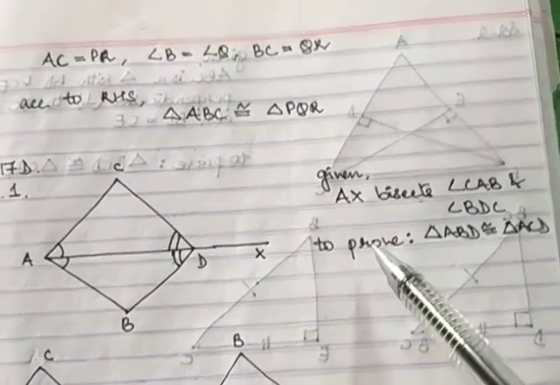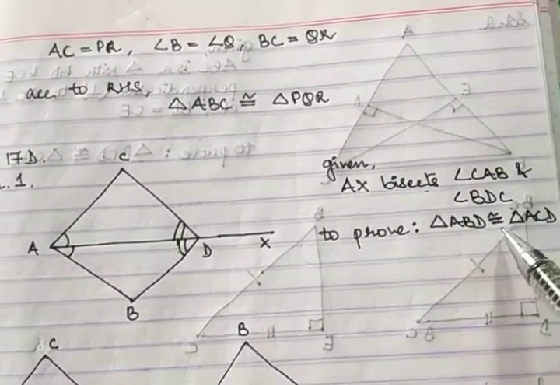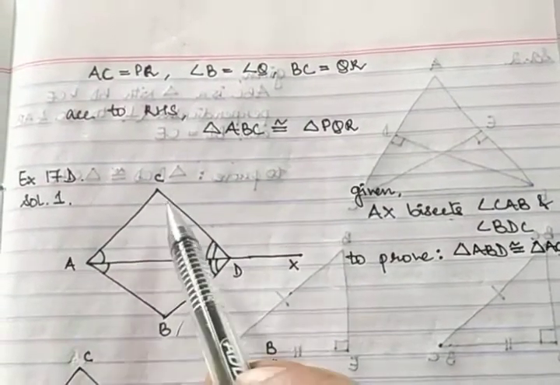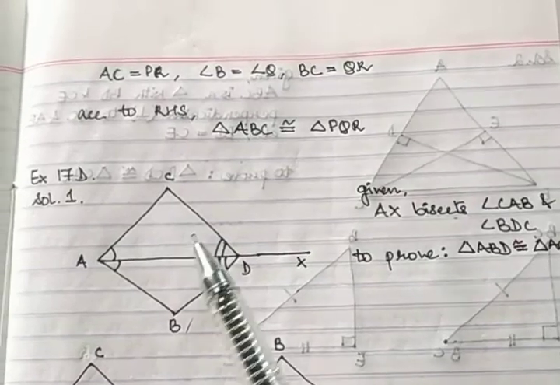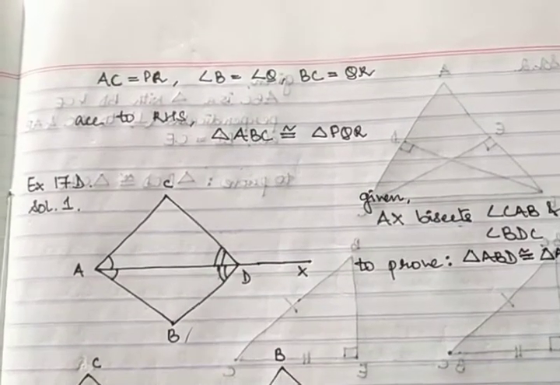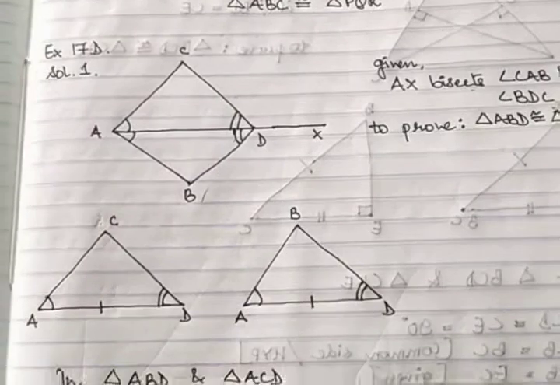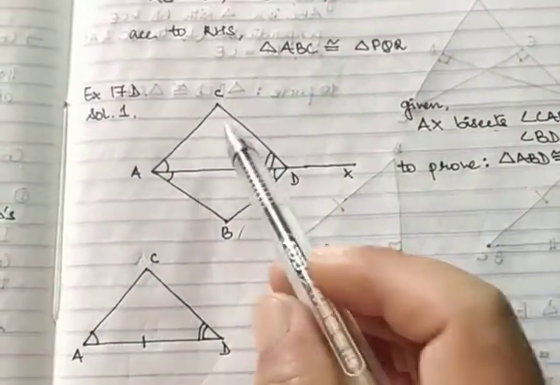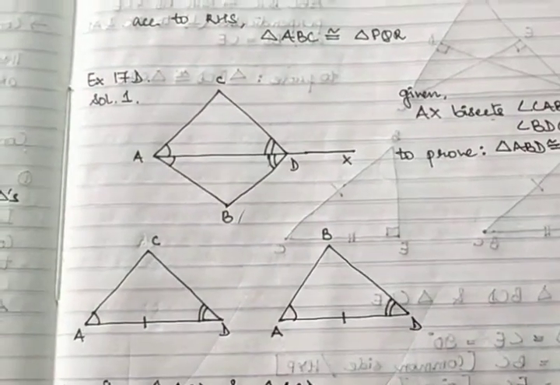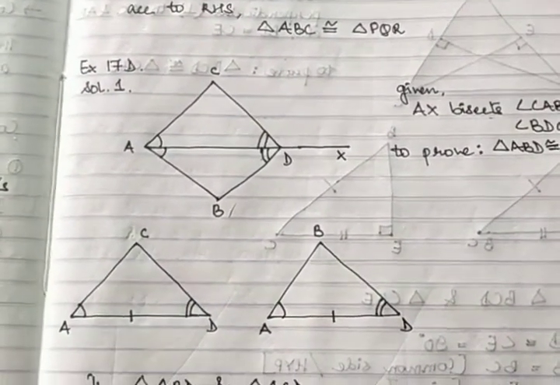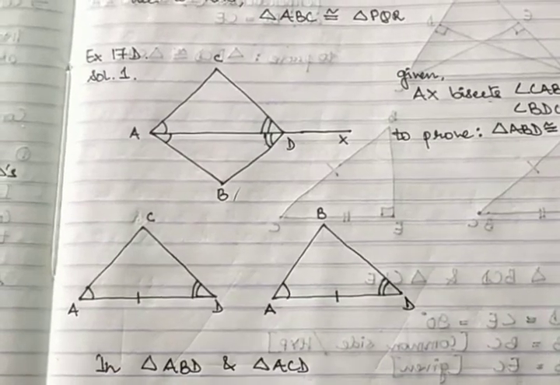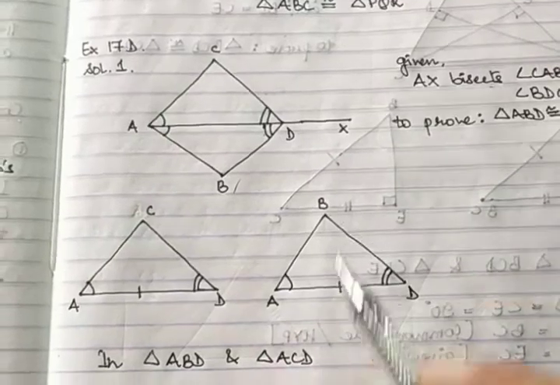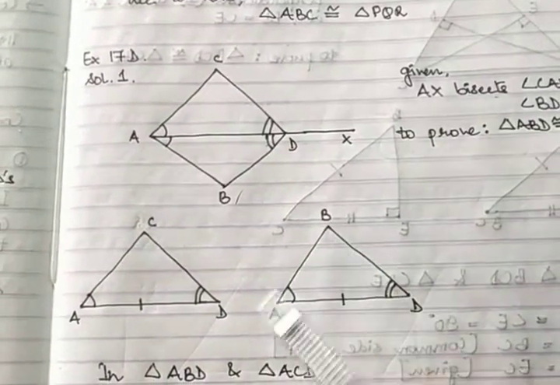Okay, and what do we need to prove? We need to prove that triangle ABD is congruent to triangle ACD. That means we are dealing with two triangles. Now see, in order to simplify this sum, you can simply split the triangle. See what I have done here in the next step. I have drawn this triangle ACD separately, just to show you. Or you can do this in your answer sheet as well, just to be more clear about the sum. And the second triangle I have drawn is ABD. See, ABD.